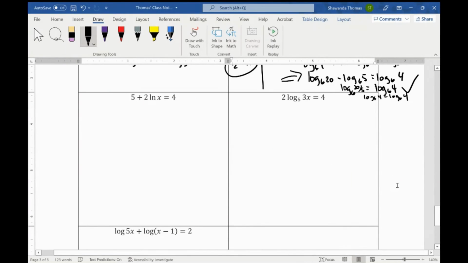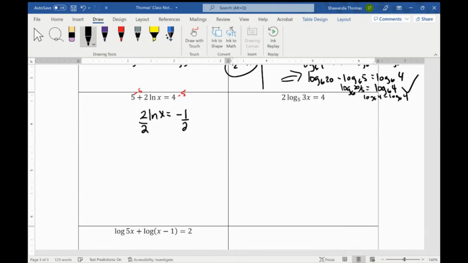Next, we have 5 plus 2 natural log of x equals 4. Let's subtract 5 first, because we always want to isolate that natural log or that exponential form first. So now we have 2 ln x equals -1. We can divide both sides by 2 now to get that natural log of x by itself. Natural log of x equals -1/2.